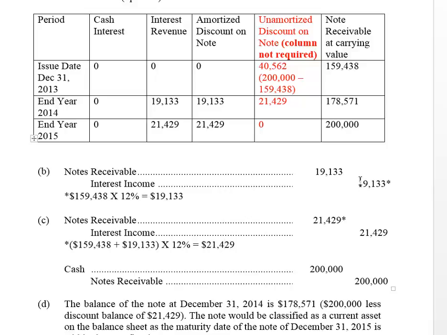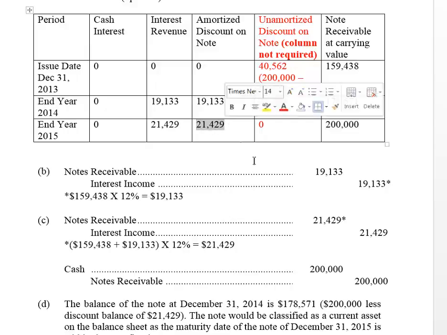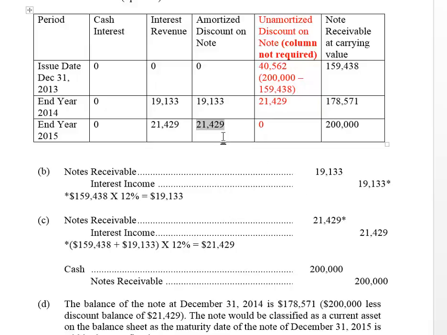Now you'll notice at the end of 2015 that brings us up to $200,000. How come? Because $178,571 plus this $21,429, which we calculated here or here within our table, however you did it, right? When we add this number to this number, it's going to give us $200,000, and that's the value at which we have to extinguish the note.